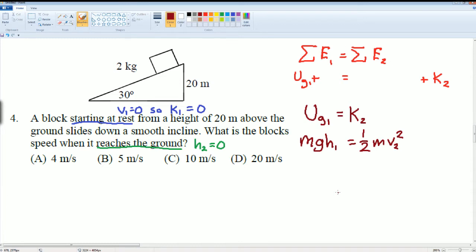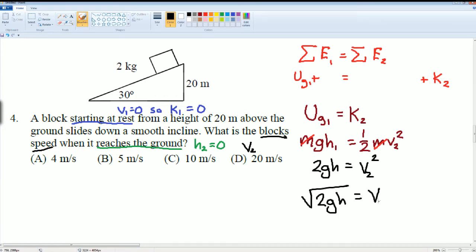All right, so let's see. Oh, look, masses are both here, so cancel those out. All right, and let's solve for block speed. So we are looking for V2. Okay, so let's work through some algebra. I will multiply by 2 first, so it's 2gh is equal to v2 squared. Square root: so square root of 2gh is equal to the second velocity.